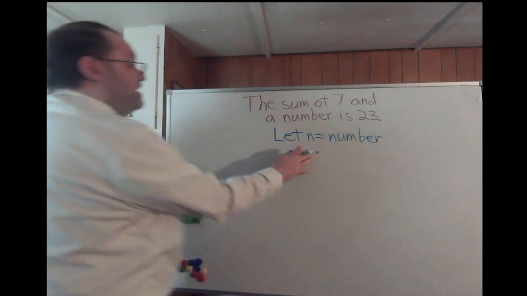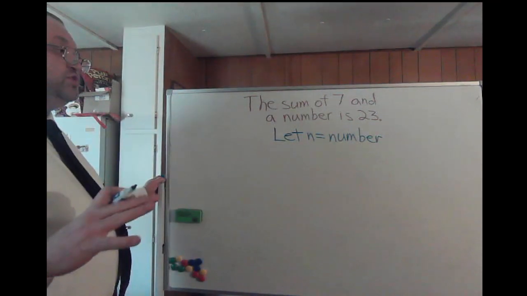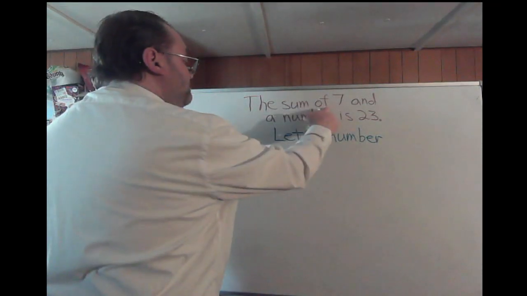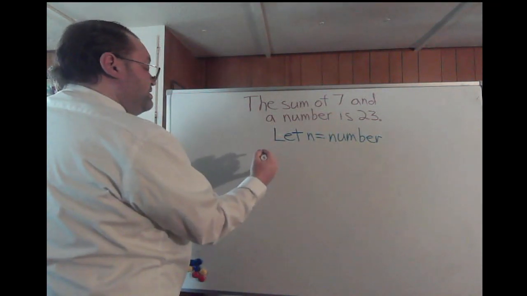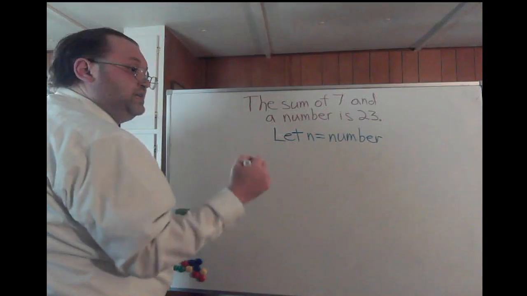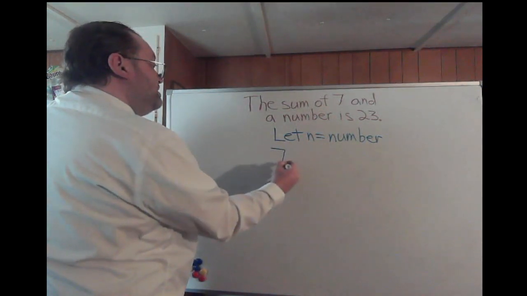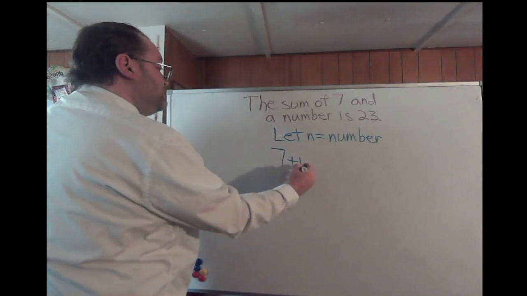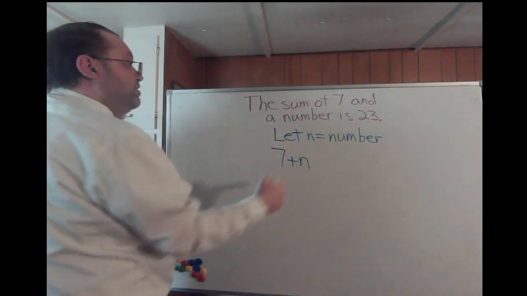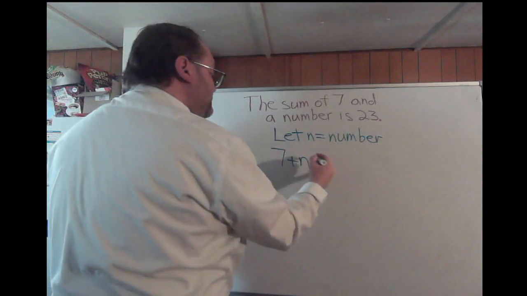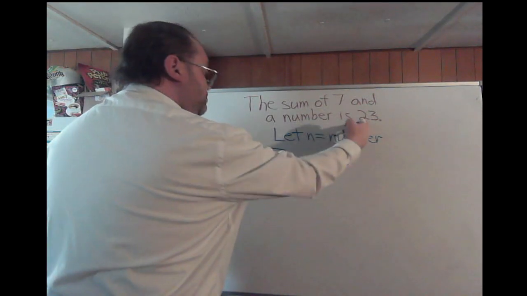So now we've defined a variable, which is the first thing you do with these. n is the number. It says the sum of 7 and a number. So the sum, that means plus. It's an addition problem. The sum of 7 and a number, so 7 plus n, is, which means equal to. Whenever you see is, that means it's equal to, and then 23.